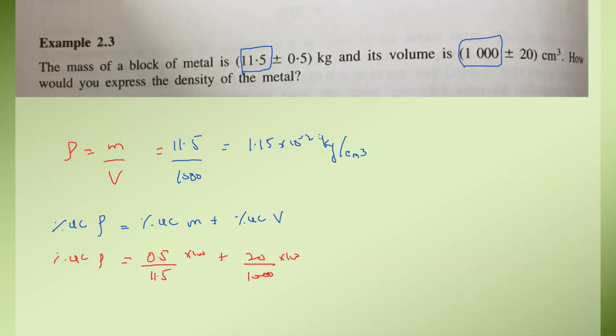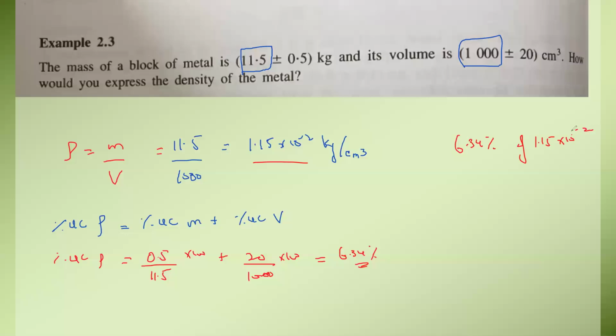6.34. Okay. Anyone else solve? I'm just asking the percentage uncertainty in the density. So 6.34 is the total, right? So 6.34% is the total uncertainty in the density. Now we want 6.34% of our result, which is 1.15 into 10 to the power minus 2.